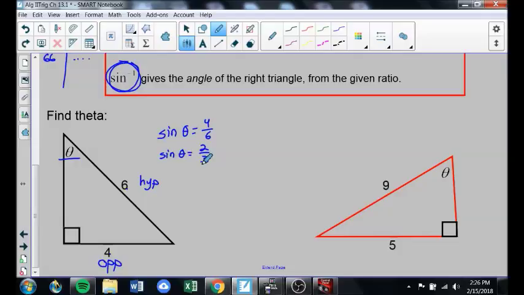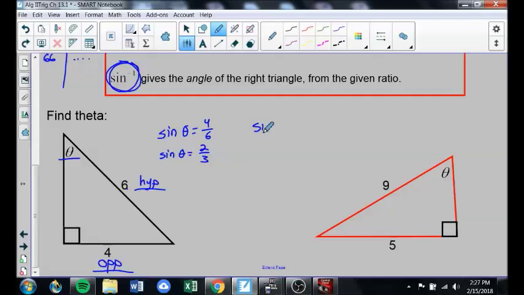So you might be asking, why did I use sine? Why didn't I use cosine or tangent or cosecant or something? Because I had an opposite and a hypotenuse. If I had an adjacent and a hypotenuse, I would have done cosine, because cosine is adjacent over hypotenuse. But I had an opposite and a hypotenuse, so I'm doing sine.